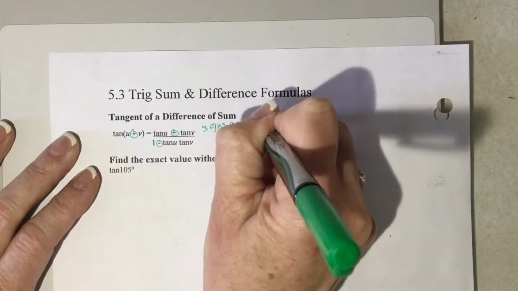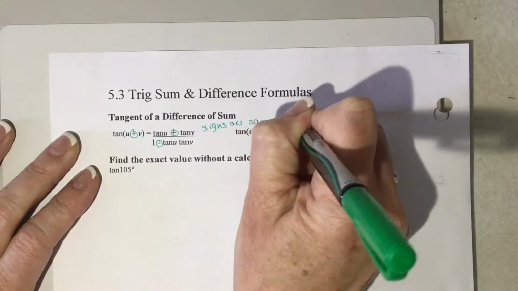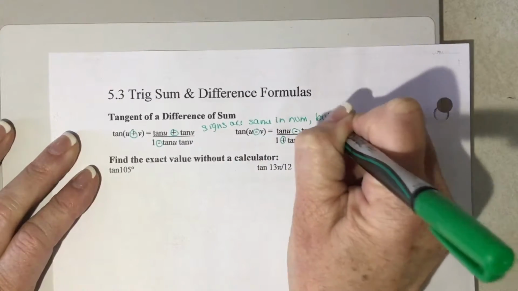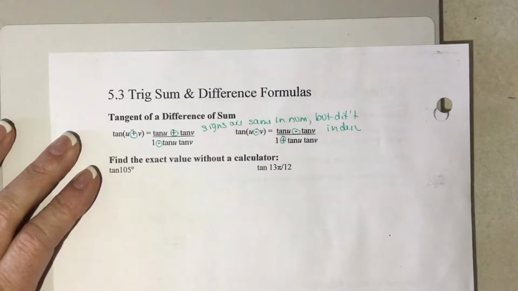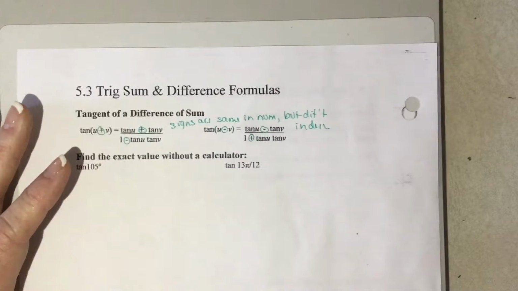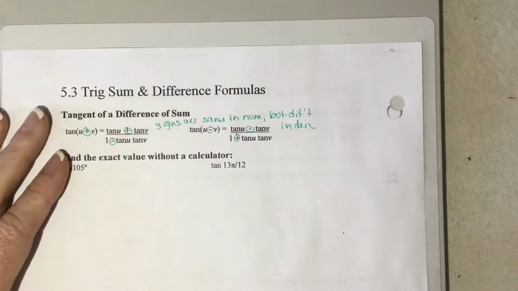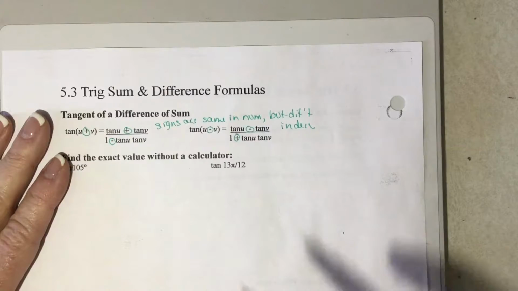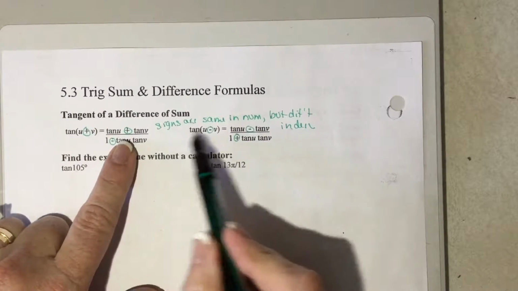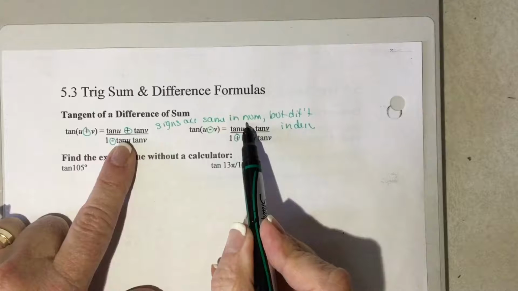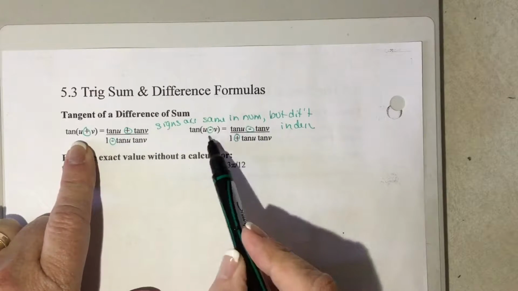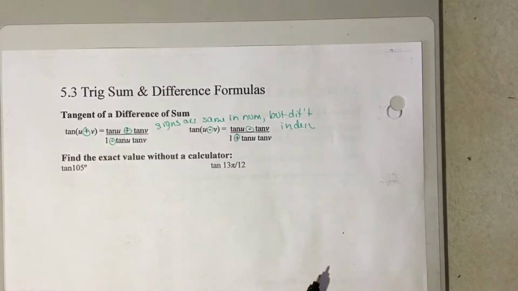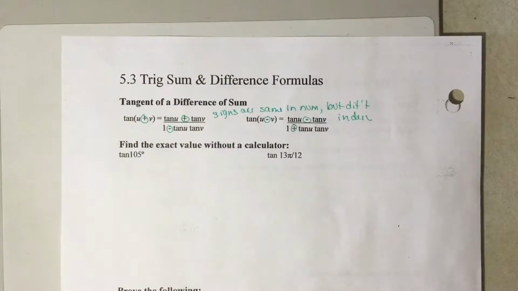So here, the signs are the same in the numerator, but different in the denominator. Okay? Signs are same in the numerator, but different in the denominator. That is a complete bunch of shorthand. The signs, plus and plus, minus and minus, are the same in the numerator, but they're different, plus, minus, minus, plus, in the denominator. Got it? Okay.